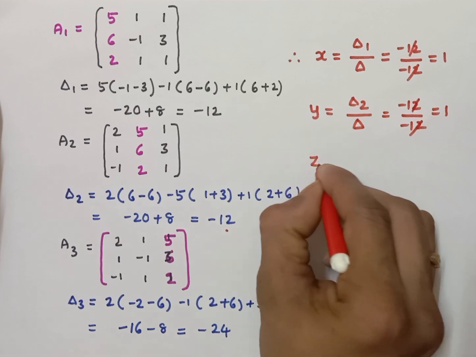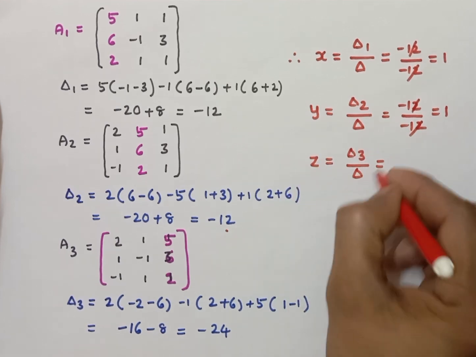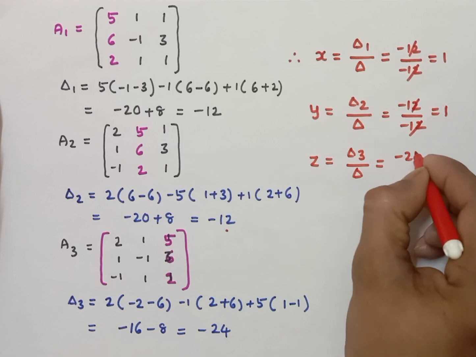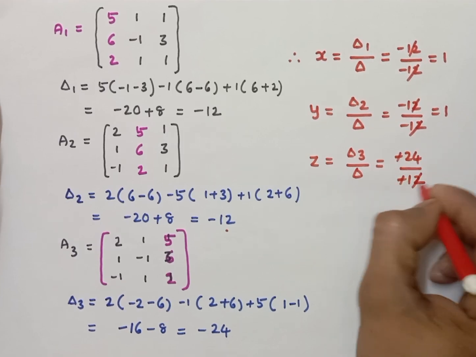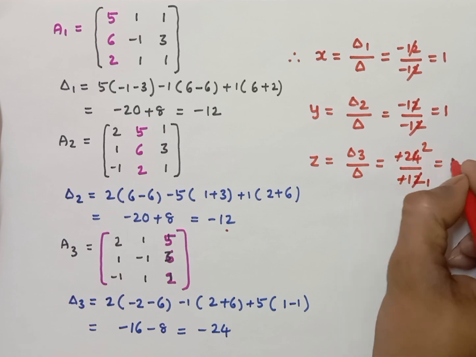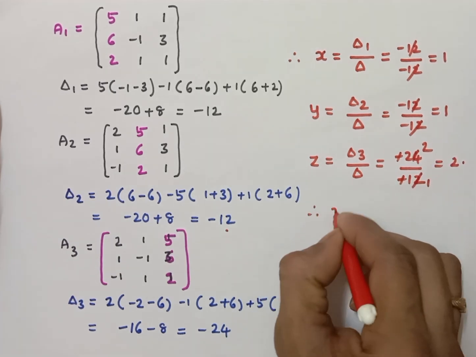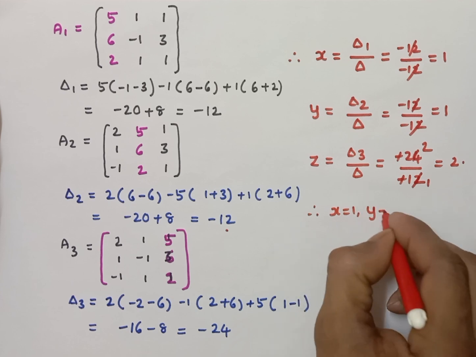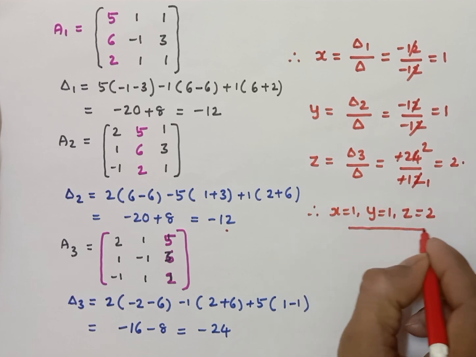Coming to the z value, that is delta 3 by delta. The delta 3, how much did we get? Minus 24, minus 24 by minus 12, so minus minus we can cancel first. 12 ones are 12, 12 twos are 24, so the z value becomes 2. Therefore you can write x is equal to 1, y is equal to 1 and z is equal to 2. So this is the solution finally, x, y, z.